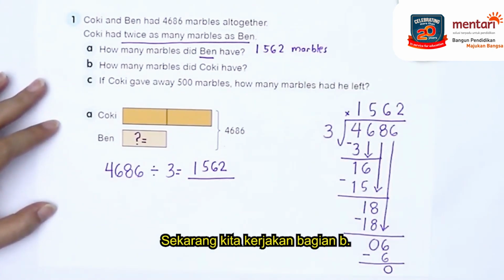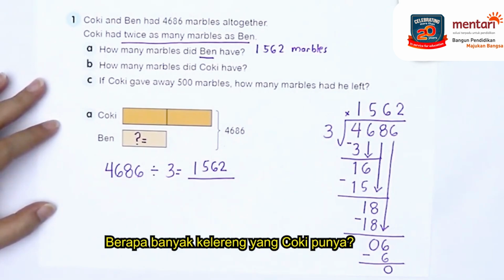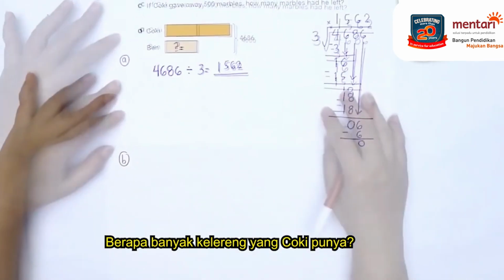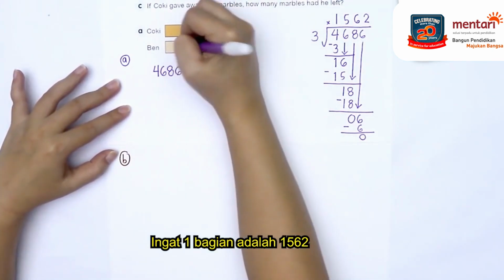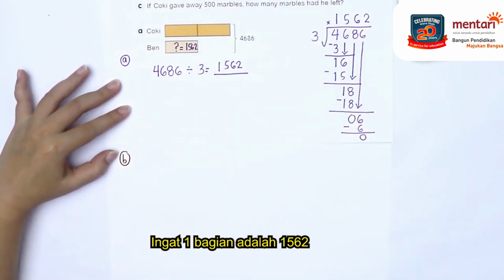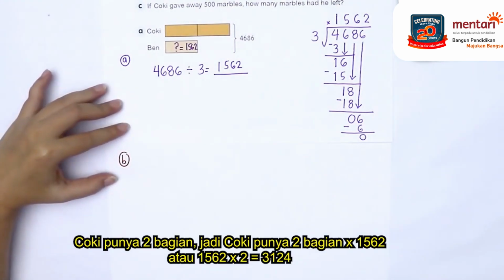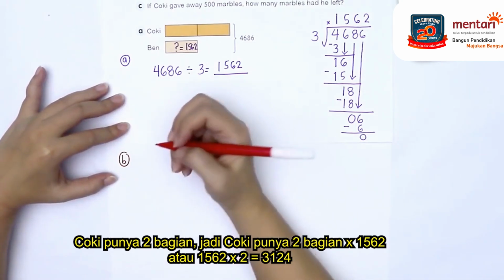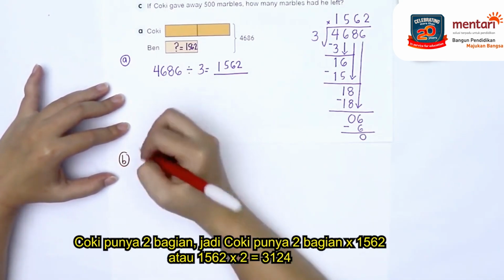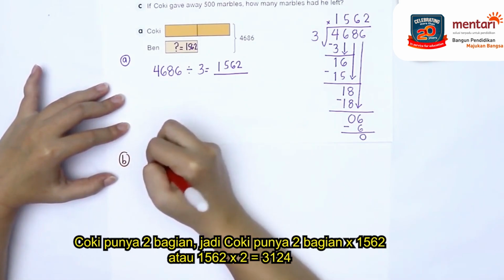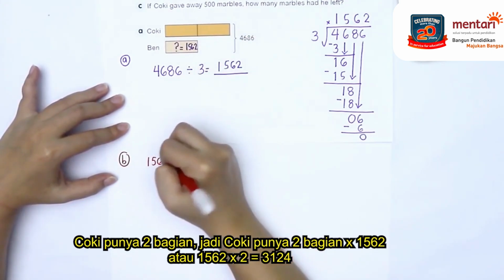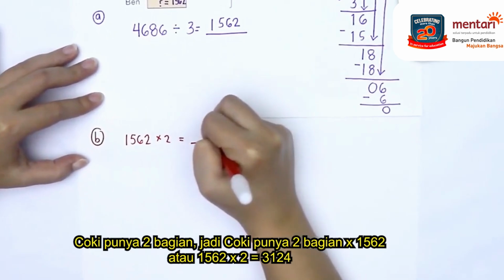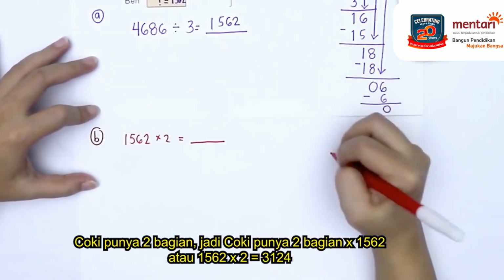Now, let's go to letter B. How many marbles did Koki have? Keep in mind that 1 unit is 1,562. Now, how many units does Koki have? Koki got 2 units. So, how do we solve this problem? Since 1,562 is 1 unit, and you want to know 2 units, therefore you multiply it by 2. What is the answer? Let us do our working on the side.